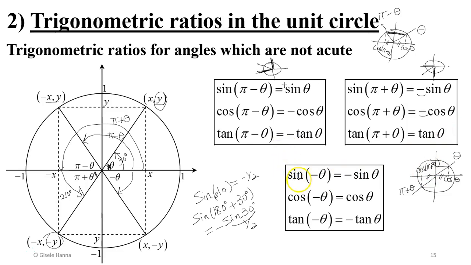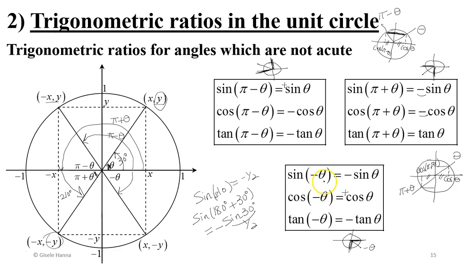Okay, well over here, negative theta is in fact in quadrant 4. In quadrant 4, cosine is positive and sine is negative, which leads to a negative tan. So cosine of negative theta is positive cosine theta. Sine of negative theta is negative sine theta.